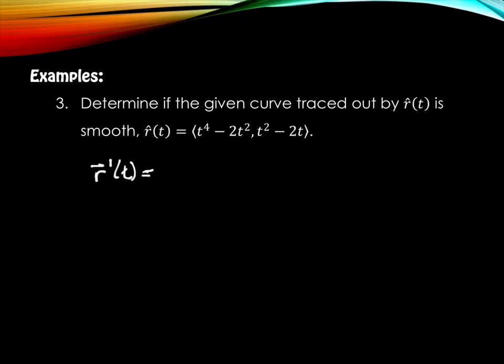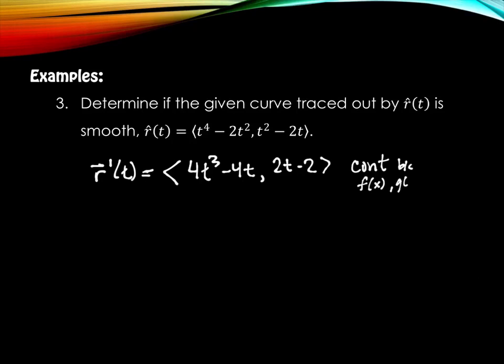This is in component form, so I'll keep it in component form. If we have t to the 4th minus 2t squared, what's our derivative? Excellent. And then the second component's derivative: 2t minus 3. Is that derivative we just found continuous? Yes, it's continuous, from something we saw in Calc 1, because these are polynomial pieces. We'll call them f and g because that's what we've been doing before. f and g are polynomials.